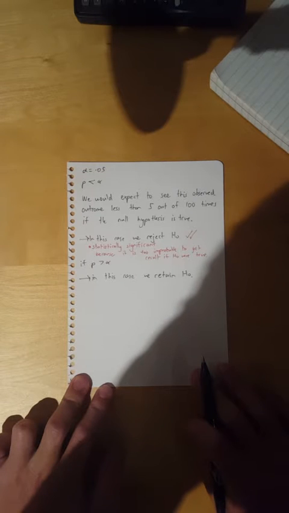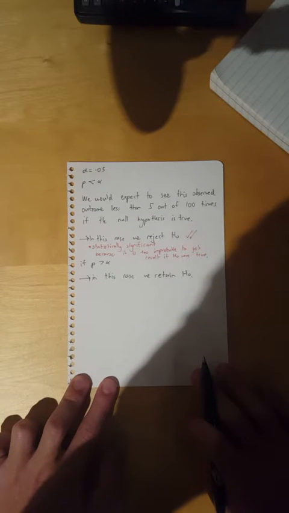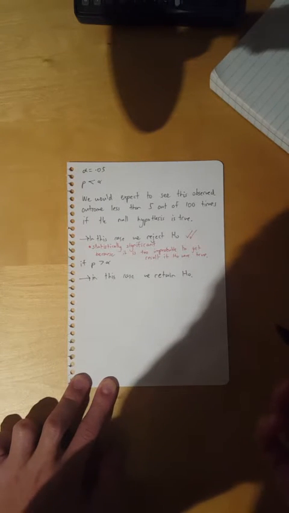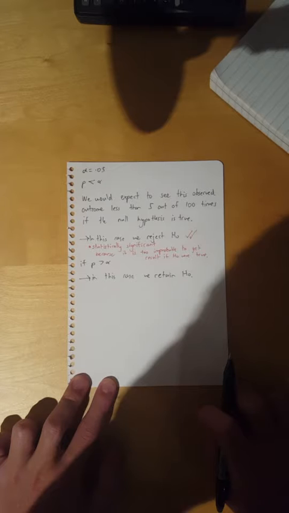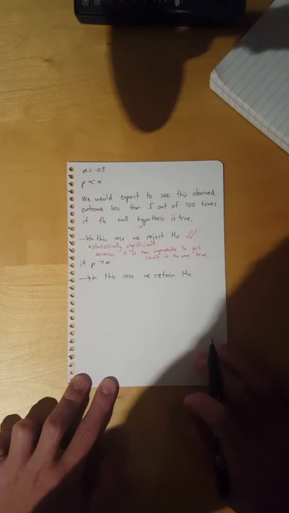So we're going to do an example here. So alpha equals 0.05, p is less than alpha. So we would expect to see this observed outcome less than 5 out of 100 times if the null hypothesis is true. So basically, if nothing is actually happening in the experiment, and we have this outcome where p is like 0.01, that just means that 1 out of 100 times this event happens without the cause being what we believe is making the action happen.